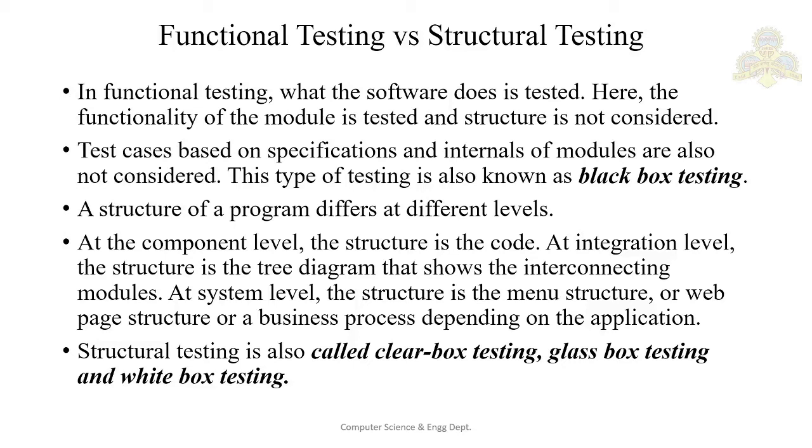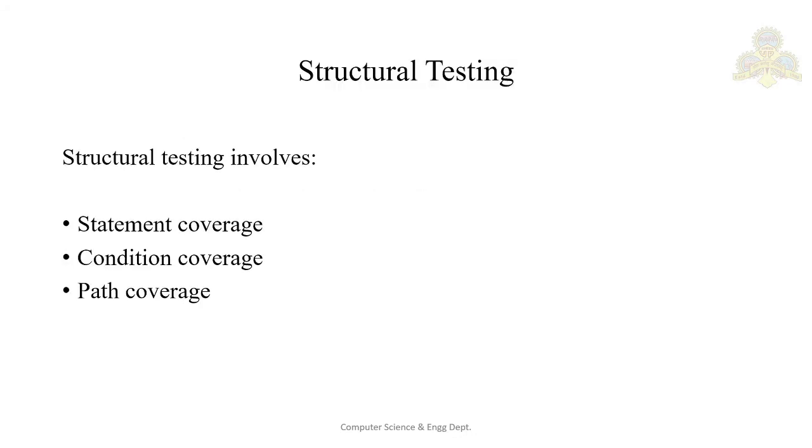Okay. The structure of the program differs at different levels. At the component or unit level, the structure is your code. At the integration level, the structure is a tree diagram that shows the interconnection of your submodules. And at the system level, it is a menu kind of structure or web page structure, right? Or your business process, depending on your application. This structural testing, we also call white box testing, or clear box testing, or glass box testing. Okay, so next we will talk about structural testing.